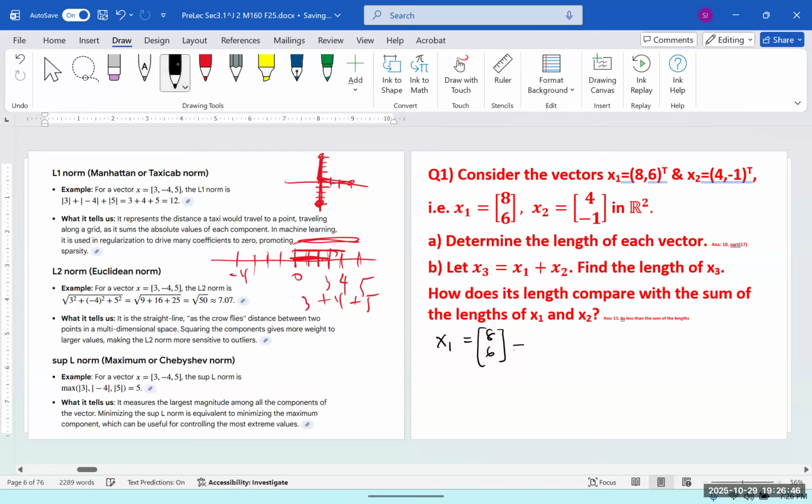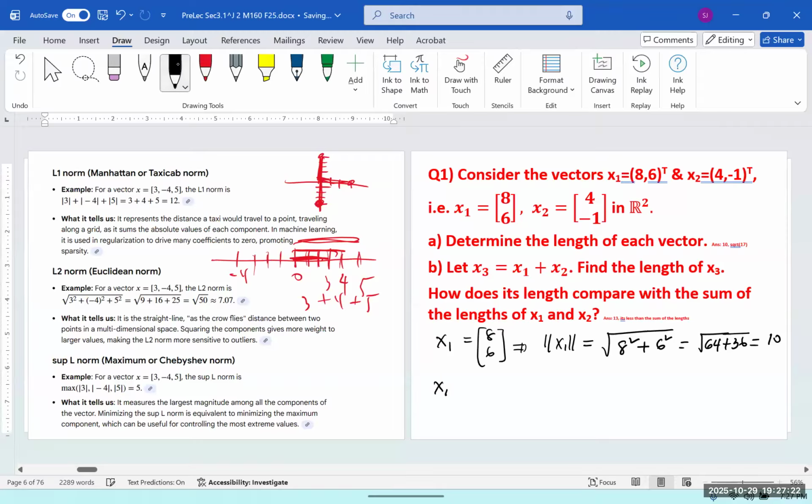So if you are trying to find the norm of X1, what should we write inside the square root? 8 squared plus 6 squared, which is 64 plus 36, which is 100. And what is the square root of 100? 10. So the length from 0 to (8, 6) is 10 units.